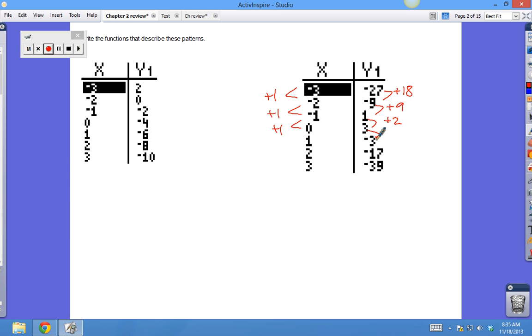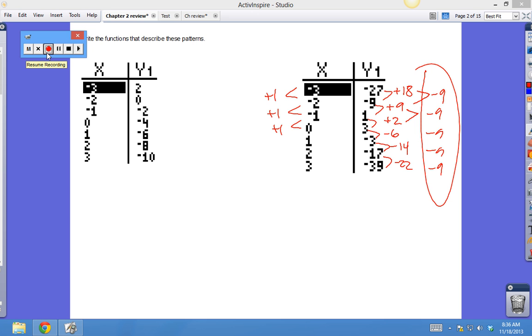3 to -3. Now we're going to turn around and start to go down 6. -3 to -17, is that -14? And -17 to -39, how much is that? That's down 22. Okay, so now I'm going to examine those again. 18 to 9, that's going down 9. I wonder if I messed up. 9 to 2, is that going down 7? But if it's quadratic, I want this all to be -9, -9, -9, -9. So I think I messed up.